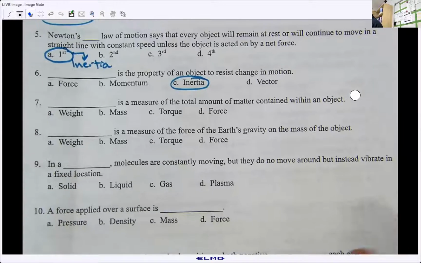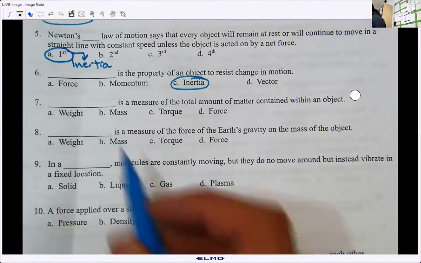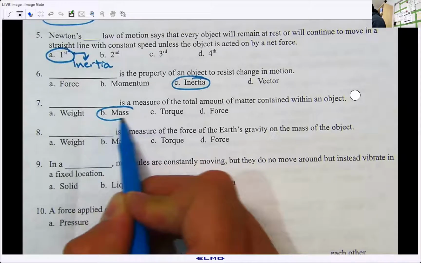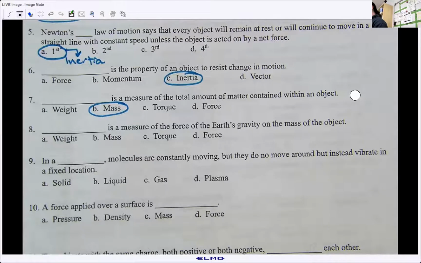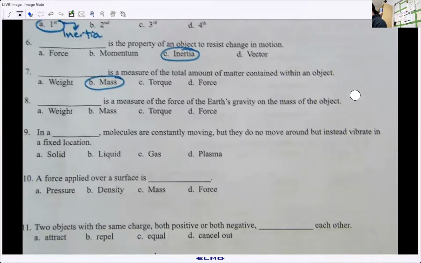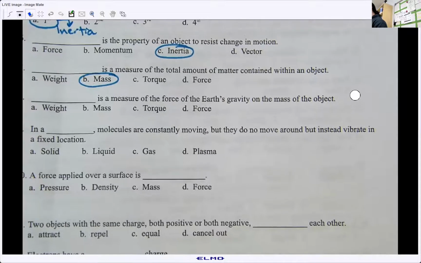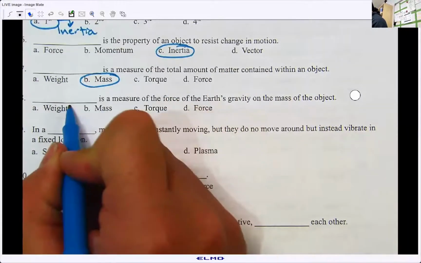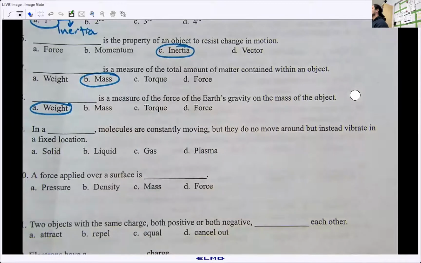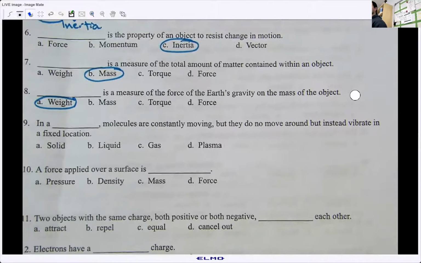All right, number 7, blank is a measure of the total amount of matter contained within an object. The total amount of matter is called mass. It's all of the particles of that particular object. Number 8, blank is a measure of the force of the Earth's gravity on the mass of the object. So gravity is what gives us weight. We would weigh less if we were on the moon. Right? We weigh more on Earth because gravity is greater.